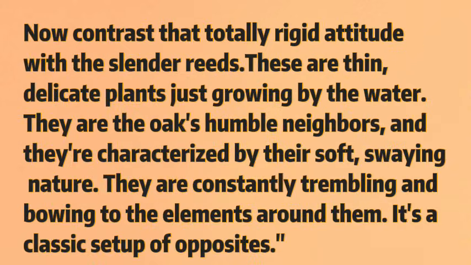Now contrast that totally rigid attitude with the slender reeds. These are thin, delicate plants just growing by the water. They are the oak's humble neighbors, and they're characterized by a soft, swaying nature. They are constantly trembling and bowing to the elements around them. It's a classic setup of opposites.